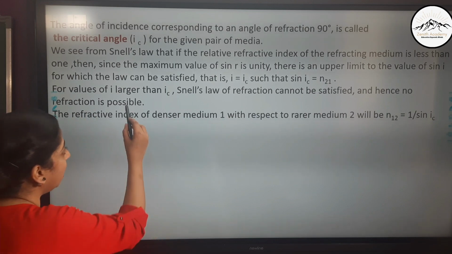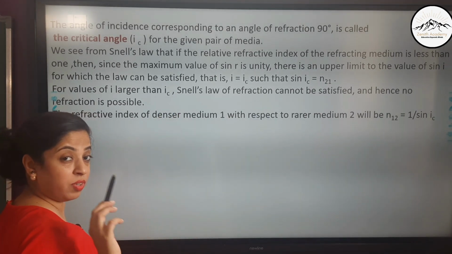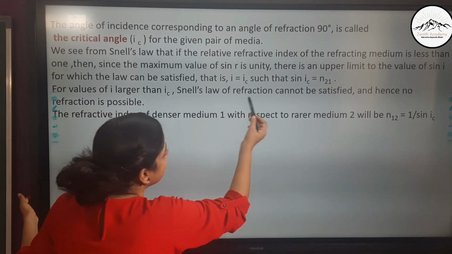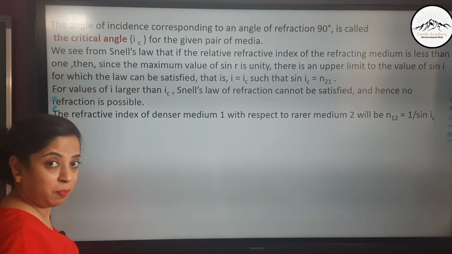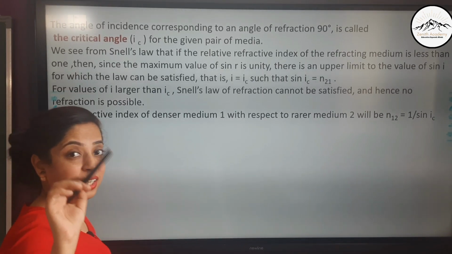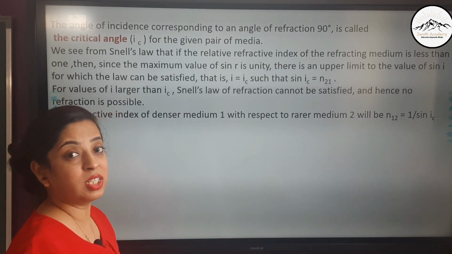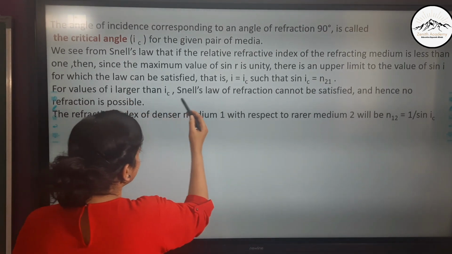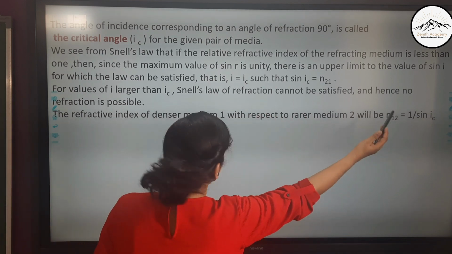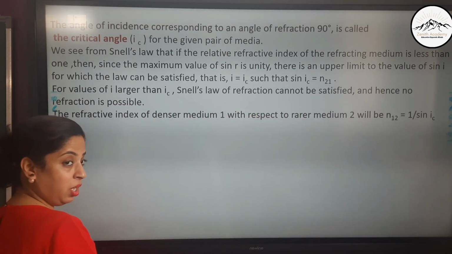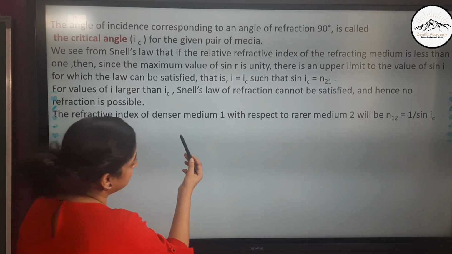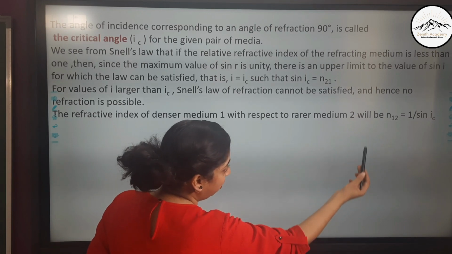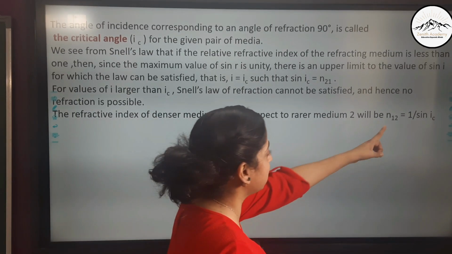Now for values of incident angle larger than critical angle, what happens? Snell's law of refraction cannot be satisfied. Why? Because the maximum that it can have is 1. Now if the angle is more than 90, it cannot have 1. So for values of i larger than ic, Snell's law of refraction cannot be satisfied and hence no refraction is possible. And therefore the refractive index of medium 1 with respect to rarer medium 2 will be n12, which is equal to 1 upon sin ic.